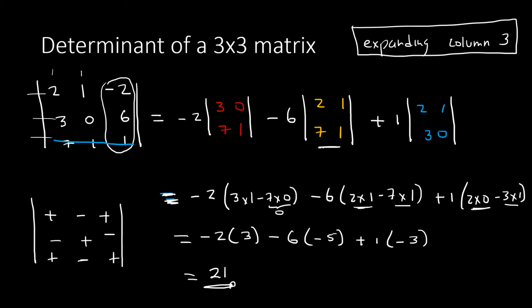Okay, so I think we should do the same one and do it with a different row or column and see if we get the same answer. Okay, I'm looking for my pen, just a moment. Okay guys, so we are repeating the same matrix, but now we're expanding a different row or column. So we have 2, 1, minus 2, we have 3, 0, 6, we have 7, 1, 1 there. So we can expand with a different column.